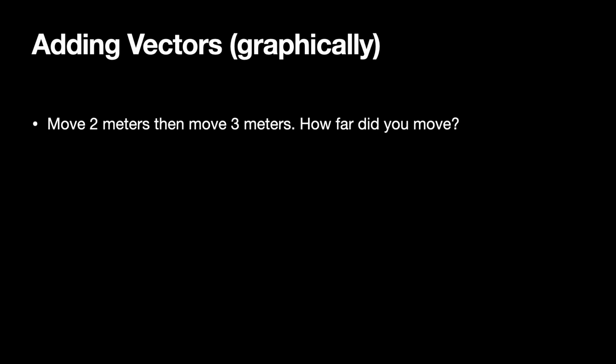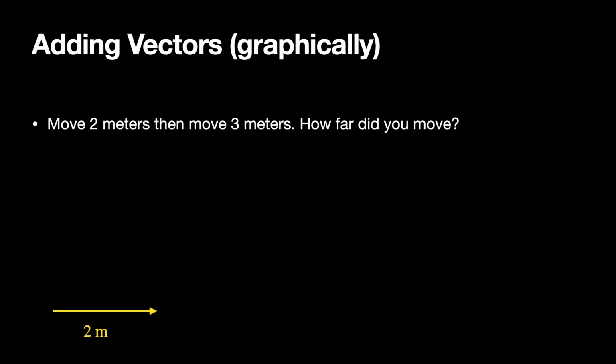Okay, let's do it again. Move 2 meters. Now move 3 meters. So I move 2 meters to the right. But what if I move 3 meters to the left? No one said which direction. They just said move, right? So in that case, I would end up moving a total distance of 1 meter to the left. But that's still not so bad, right? 2 to the right is like plus 2. 3 to the left is like minus 3. So 2 minus 3 is negative 1. So negative 1 would be my answer. I can do that one too. That's not too hard.